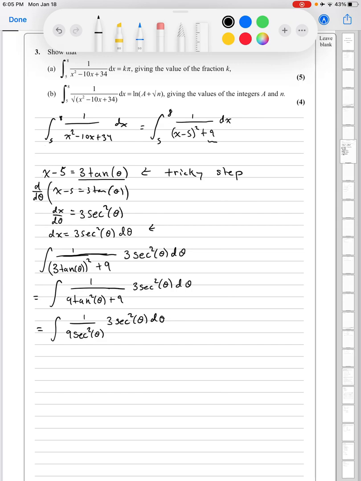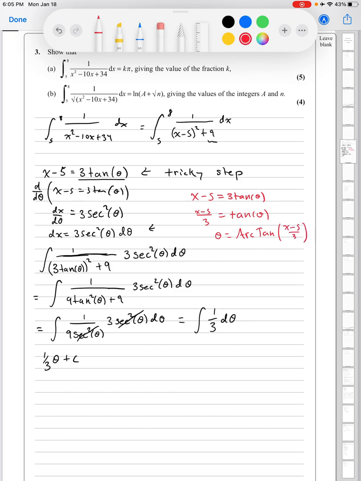All right, and look at that. Our secants are going to cancel, and we're left with just the integral of a third d theta, which is extremely easy. This is just a third theta, plus c, of course. If you look at our original substitution, x minus 5 is equal to 3 tan of theta. I can really easily rearrange and see that x minus 5 over 3 equals tan theta. And so, of course, theta is just arctan of x minus 5 over 3.